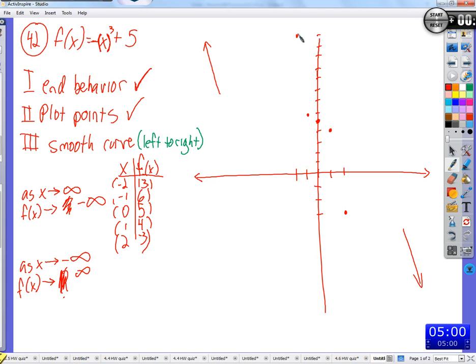Right, well, here's my leftmost point. I'm going to work my way to the right. Here's the next one, and the next one, and the next one, and the next one. And there we go, a reasonable graph.